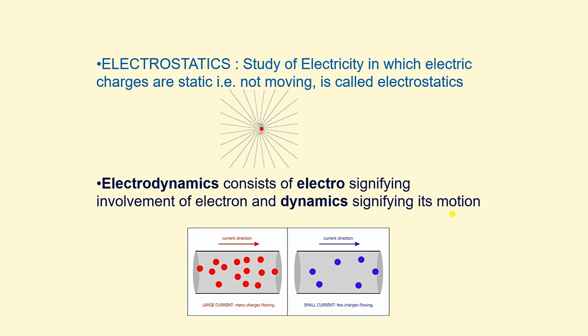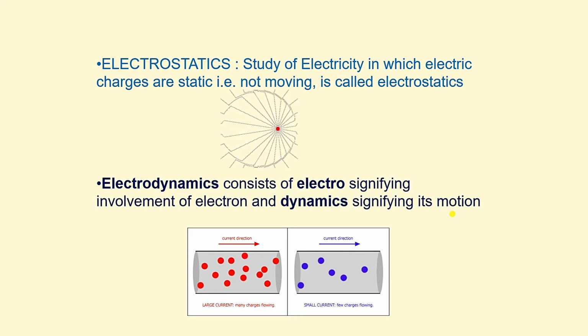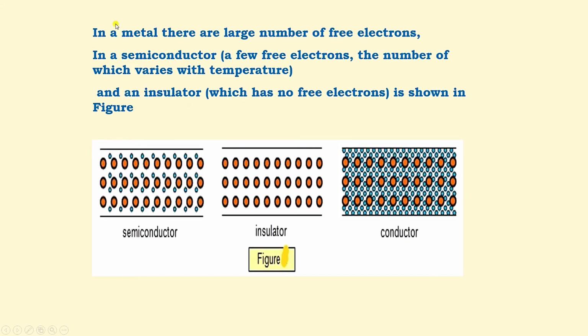When there is a net flow of charge through a given cross section of a conductor, we say that current is flowing in that conductor. In case of a metal, there are a large number of free electrons, and in case of a semiconductor, few free electrons, the number of which varies with temperature. And in case of an insulator, there is no free electron, as shown in this figure.